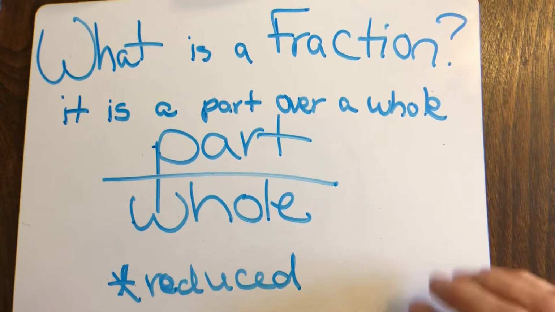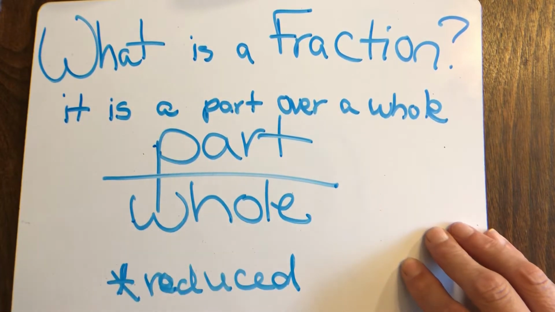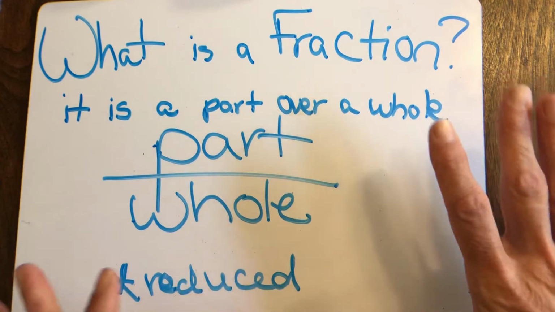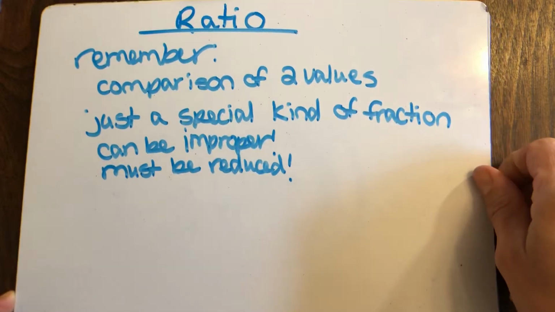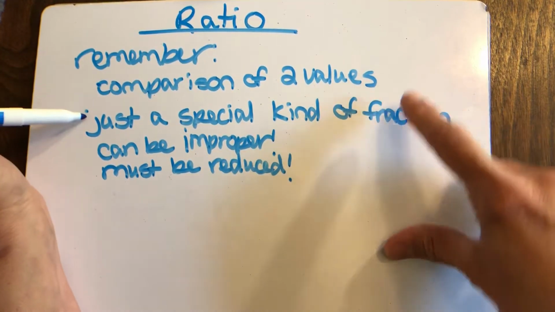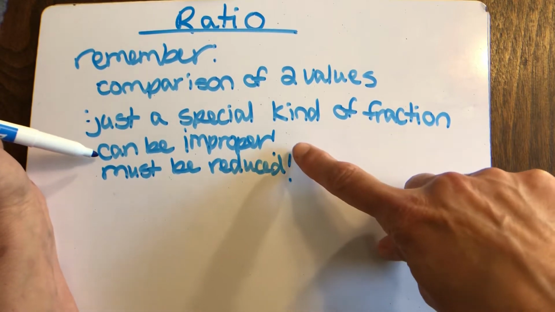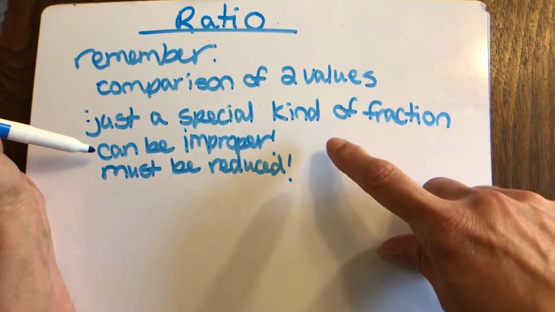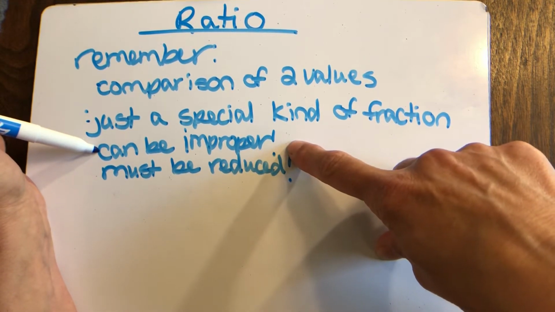So let's just do a couple of practice problems distinguishing what is a fraction. And this comes in after our section of ratios. Remember, we talked about ratios. Ratios were a comparison of two values, and really they're just a special kind of fraction. And they have different rules. Remember, in fraction world, you could never leave anything improper. As a ratio, they can be improper.